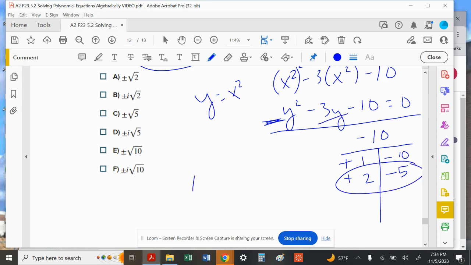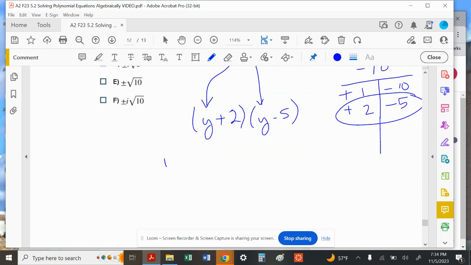So I get y plus 2 and y minus 5. Notice I have not used x again. I have to go back, though, and resubstitute back in. Now I have to plug in an x squared into both of those. But before I do that, I'm going to solve for y. Y equals negative 2, and y equals 5. So what I really have is x squared equals negative 2, and x squared equals 5.